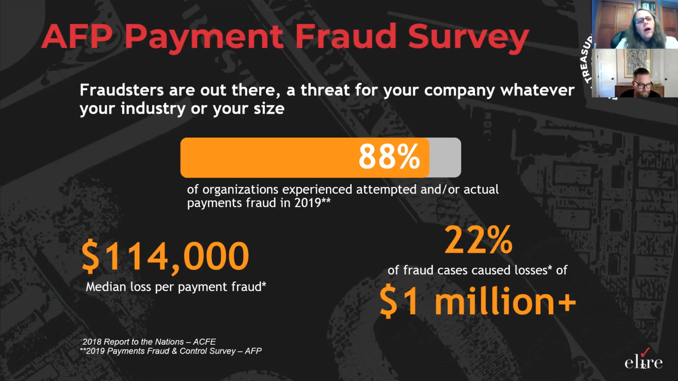So AFP went through a fraud survey in 2019, and what they found is that 88% of the companies who were surveyed indicated they'd either experienced fraud or experienced attempted fraud in the last year. That's a pretty high number. It really means more like when you're going to get hit by fraud, not if you're going to get hit by fraud, right? I mean, fraud's going to happen. And with 88% of companies saying, yep, it's already happened to them, it's just a matter of time.